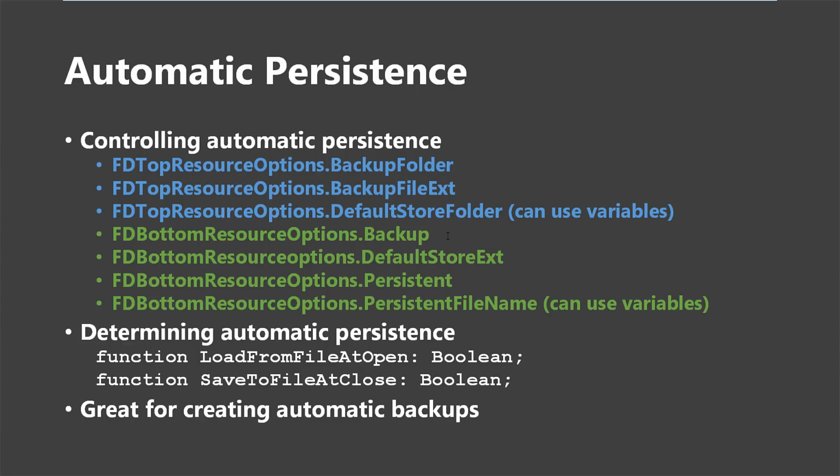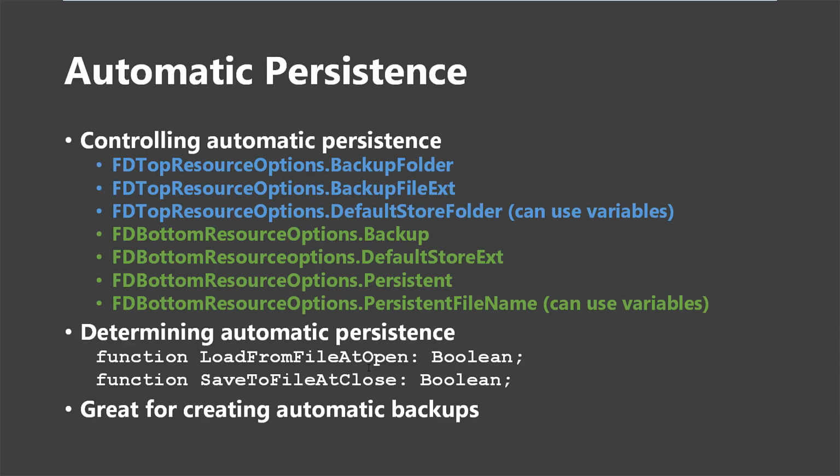If you're creating a backup, then you set the backup resource option to true, and that's in your FireDAC dataset. The default store extension is also in the dataset. Persistent means that you want to automatically load and save a file. That's a Boolean property, and you set it to true if you want to persist your file. And then the persistent file name is the name of the file that you want to write to within the default store folder. And if you don't have a default store folder, you can actually put a full file name there. And again, persistent file name can use variables.